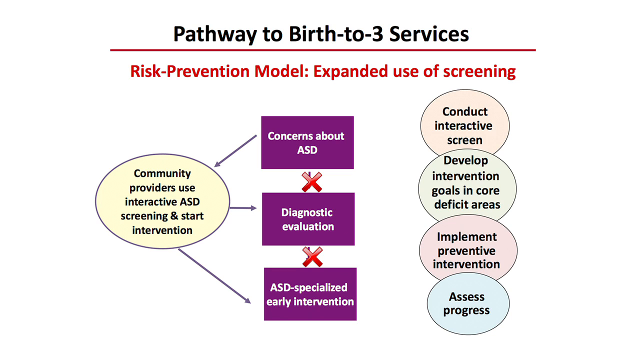Somebody has concerns about autism. Community providers use an interactive screen. So this is a different kind of screen. It's not where parents fill out a checklist. It's where you actually do stuff with kids for a short time, but it gives you information about the core deficit areas: play, imitation, social, and communication. From that information, you see strengths and limitations, and you can develop activities to foster the development in those areas. So you use that information to start intervention.